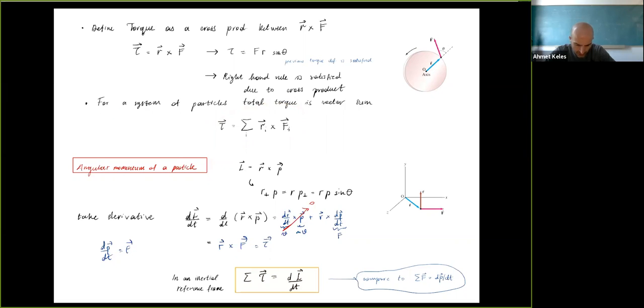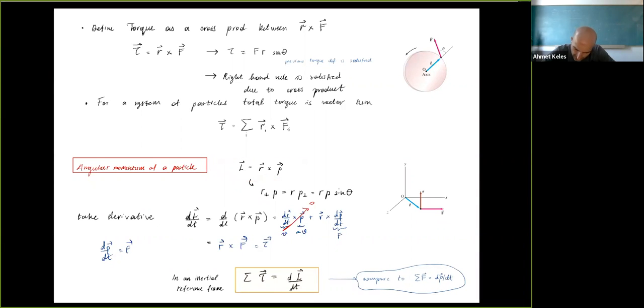So that was the first cross product we introduced. Now there is another one, and that's the angular momentum. And for this, let's first start with a particle like this here. And the definition of angular momentum in terms of cross product is like this. L is equal to R cross P.